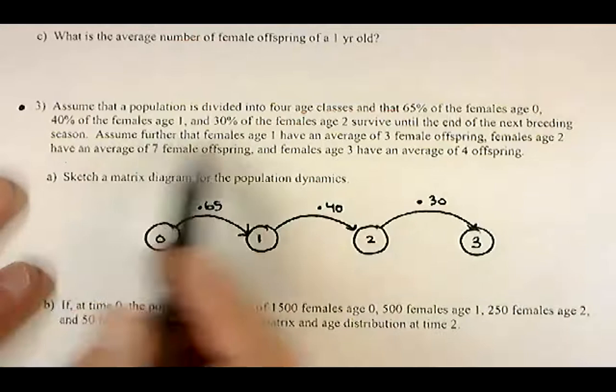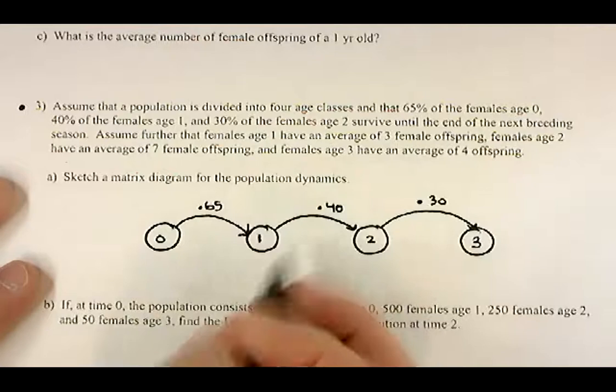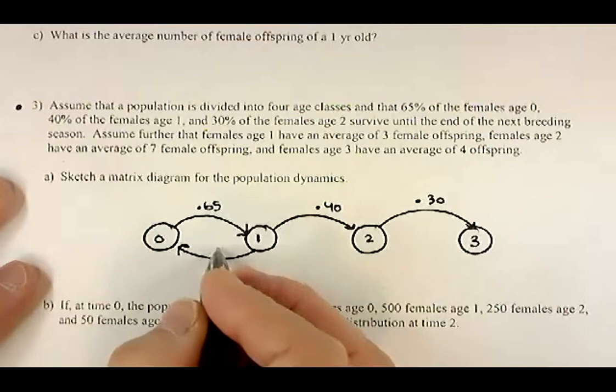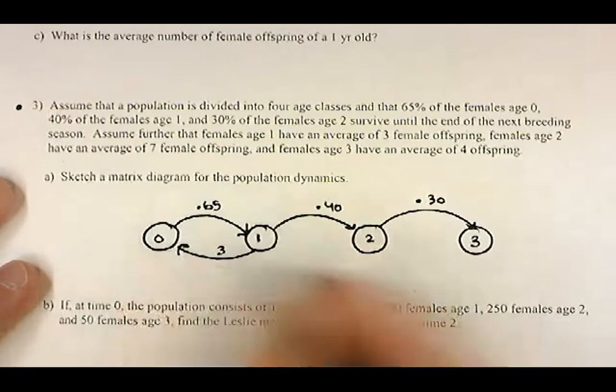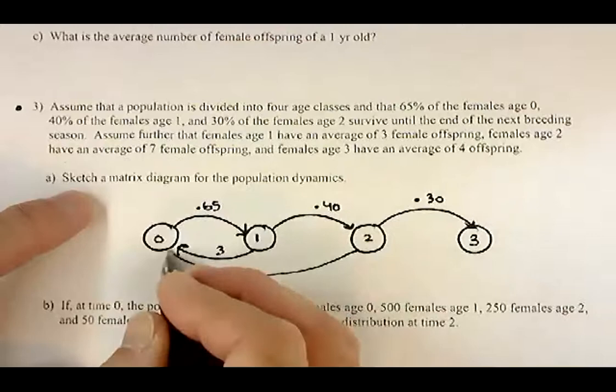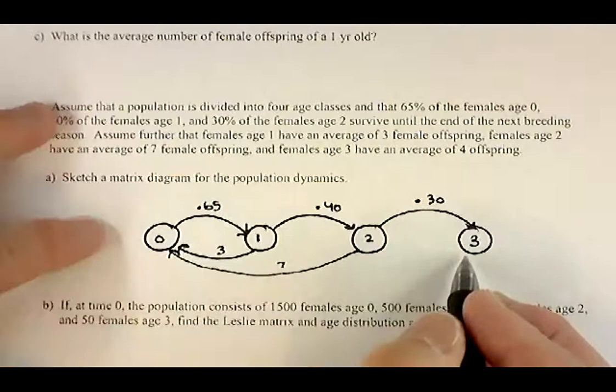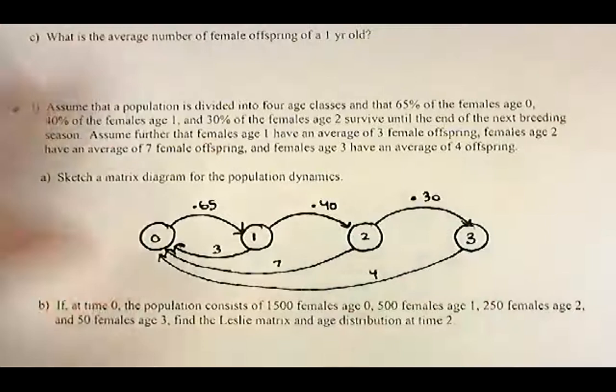Then we know that one-year-olds have an average of three female offspring. Where are they going? That means they're contributing to the next generation of zero-year-olds, right? Three times the number of one-year-olds are going to become zero-year-olds in the next generation. Likewise, two-year-olds are having seven offspring, so I'd have an arrow there, right? They're becoming newborns, and three-year-olds have an average of four offspring. So a matrix diagram would look something like that, which summarizes all the information.